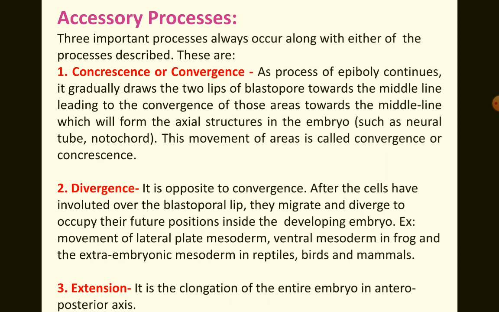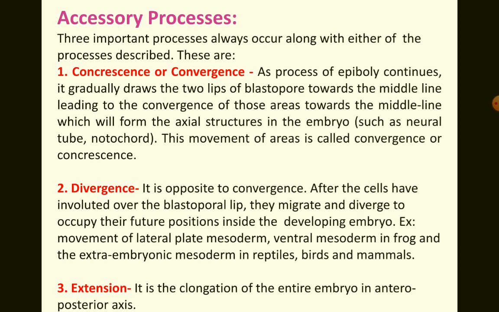It accumulates at a point and then it spreads around, but the point where it all gets accumulated is what is called convergence. Now you have the next accessory process called divergence. It is the opposite of convergence. Once all the blastomeres have accumulated at a certain point, they cannot remain there; they need to migrate and diverge to occupy their future positions. For example, the movement of lateral plate mesoderm or ventral mesoderm in the frog, or the extra-embryonic mesoderm in reptiles, birds and mammals. Such divergence is seen.